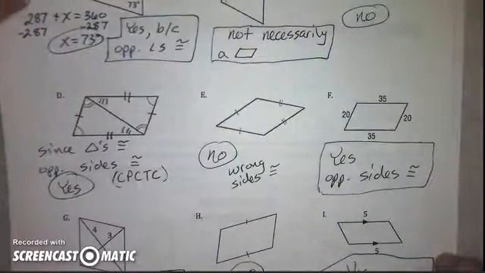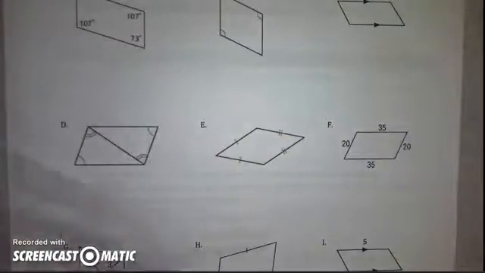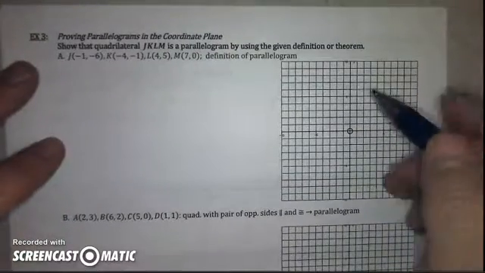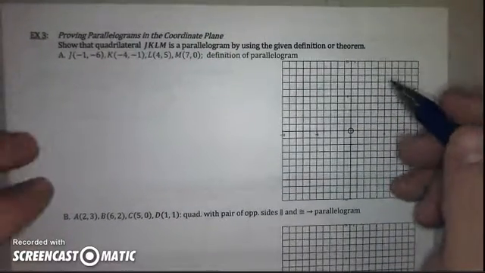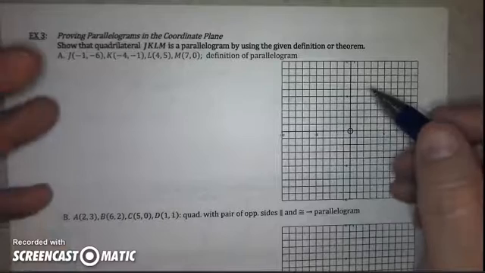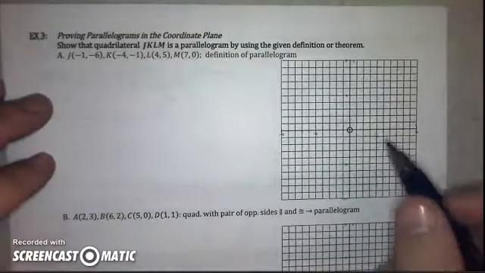All right, and that allows us to finish out the notes with talking about these coordinate geometry problems. Okay, we have example 3. In example 3, we are going to use what we know about the coordinate plane and how to plot points, how to use distance formula, how to use midpoint formula and slope and things like that with what we know about parallelograms to justify or prove that each given quadrilateral is a parallelogram.